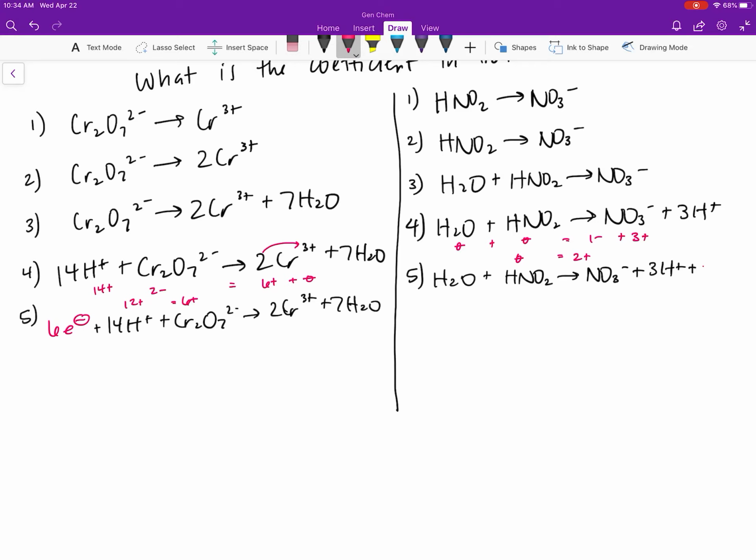Okay. So now the next thing is to make the number of electrons equal each other. I'm going to do that by multiplying the whole equations. So I have 6 electrons here, 2 here, so I need to multiply this entire equation by 3 so that I can cancel my electrons out.